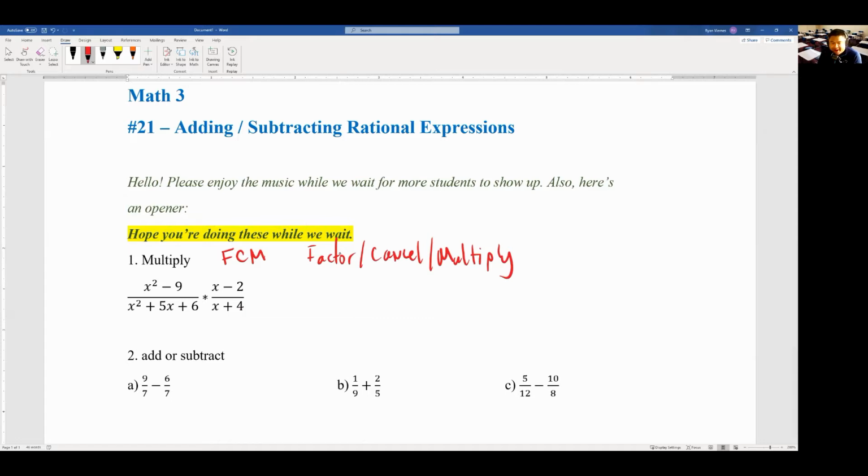I'm going to factor every numerator and denominator I can. So if you did this opener, the top over here factors nicely. This factors nicely. Multiplied by x minus 2. Nothing to factor there. No common terms whatsoever.